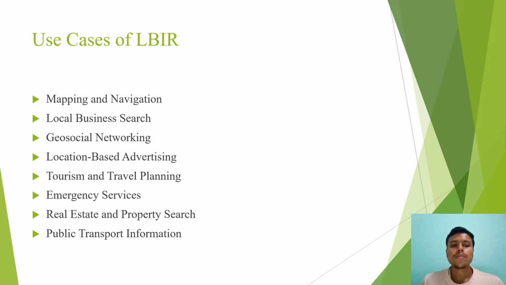Next is tourism and travel planning. Travelers use location based information to explore points of interest. Then emergency services: LBIR assists emergency services in locating and providing assistance. Next is real estate and property search. Users looking for a real estate property can use LBIR to find available listings. Next is public transport information. LBIR can provide users with real-time information on public transport.